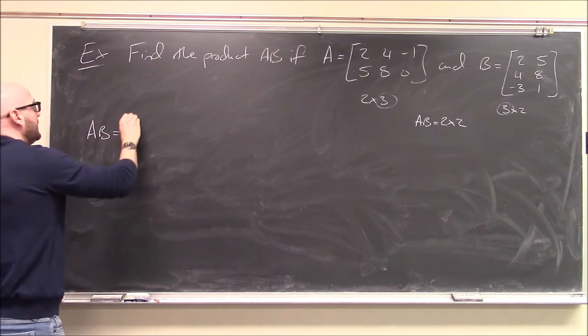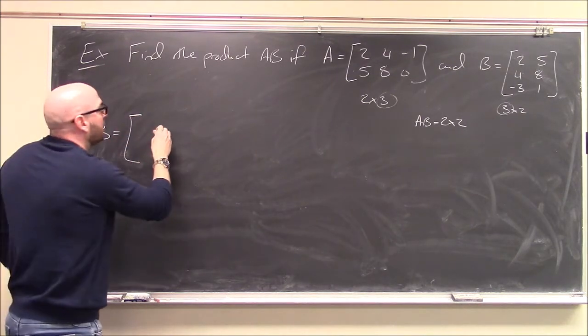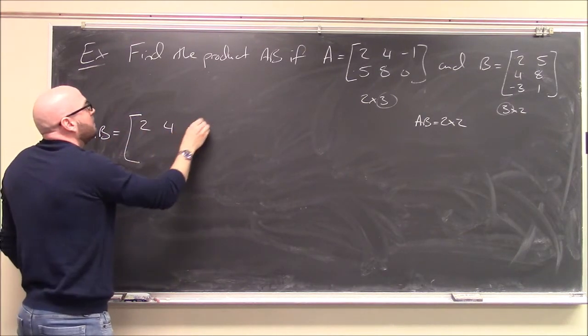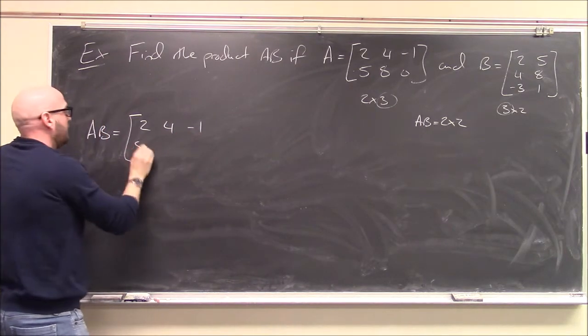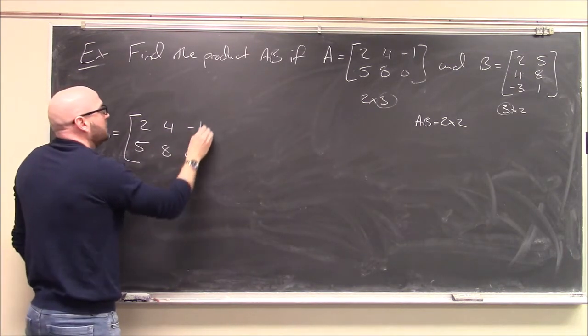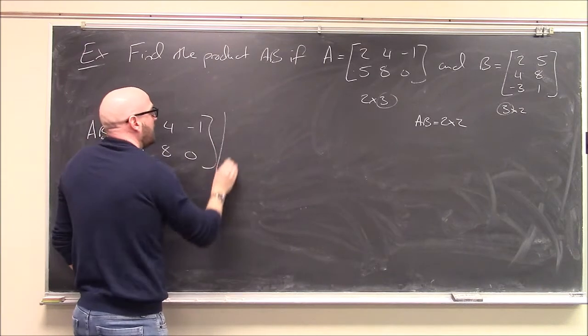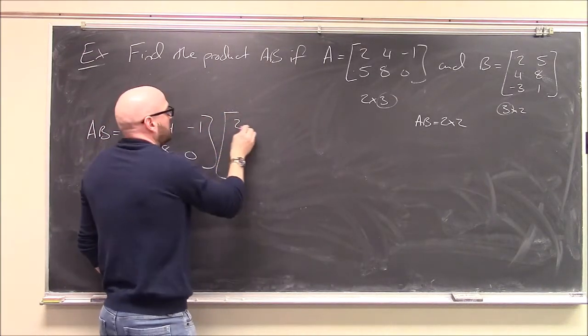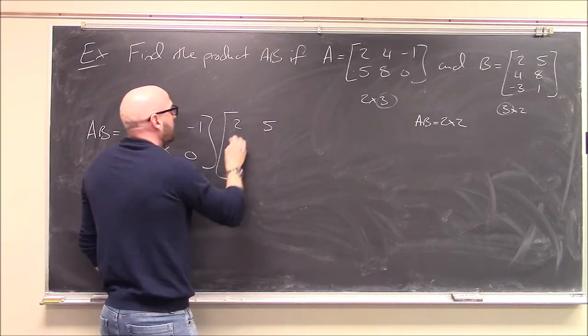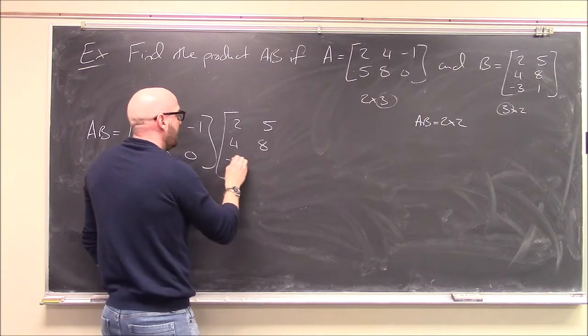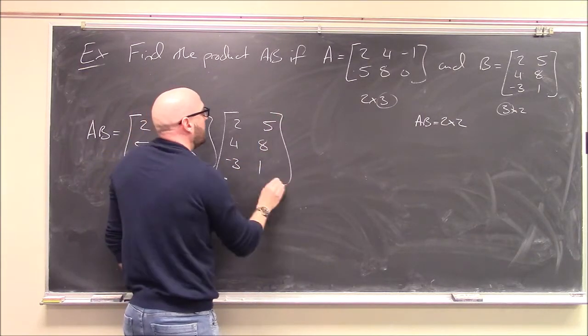So anyway, AB, let's see if we can compute this. So we've got [2, 4, -1; 5, 8, 0] times [2, 5; 4, 8; -3, 1].